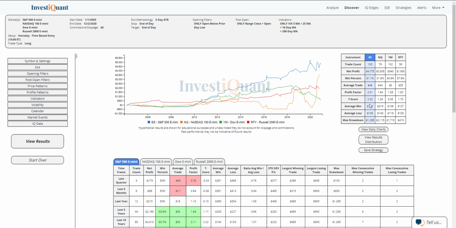A quick look at the average win, average loss. Looks like the average win is a little bigger than the average loss in the S&P. Average win bigger than the average loss in the NASDAQ. Pretty similar in size for the Dow, and average win a little bit larger than the average loss in the Russell. So all four of these have at least neutral to slightly favored win rates, and they also are skewed a little bit more on the average win size versus the average loss size.